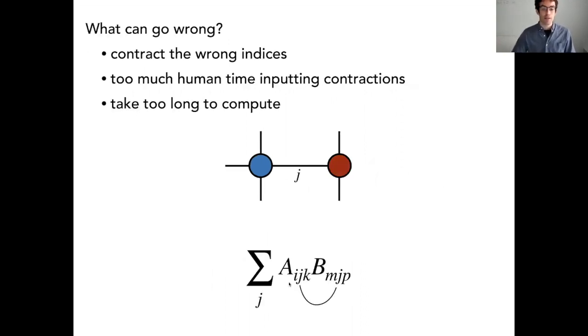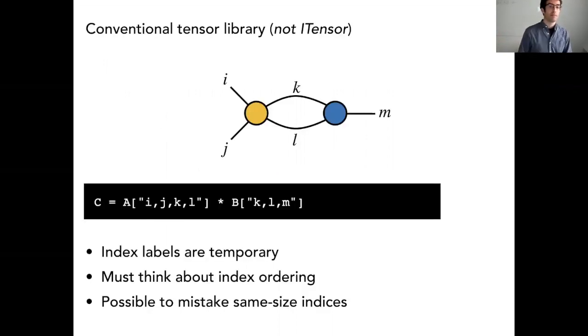And what can go wrong in this traditional approach? We might contract the wrong index. What if all the indices are the same size, right? So we may say, well, they're all dimension 2. Any of them can be contracted. So we might get them mixed up. We might spend too much time inputting the contractions, having to come up with names for all the indices and put the ordering, and that kind of thing. Also, it may take too long to actually do the computation. So if we can give some of it over to the computer, maybe it can do some optimizations for us.